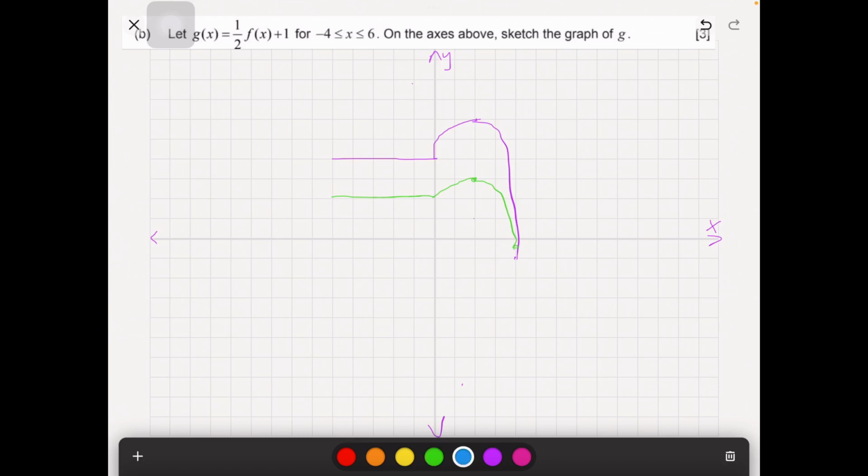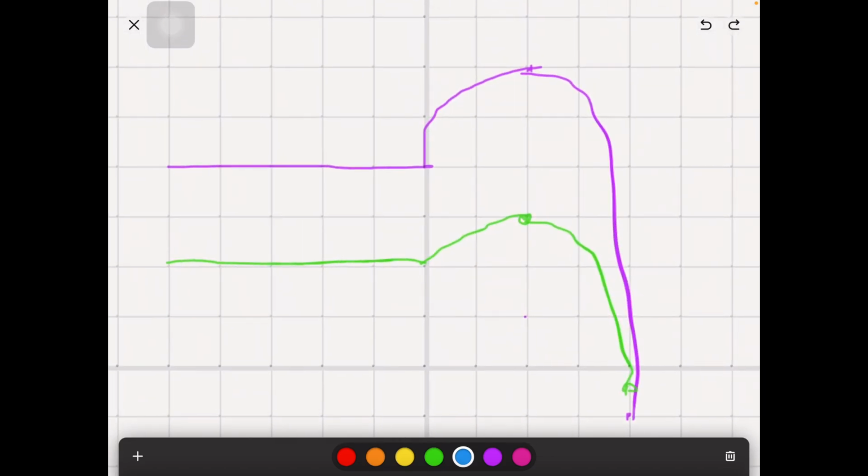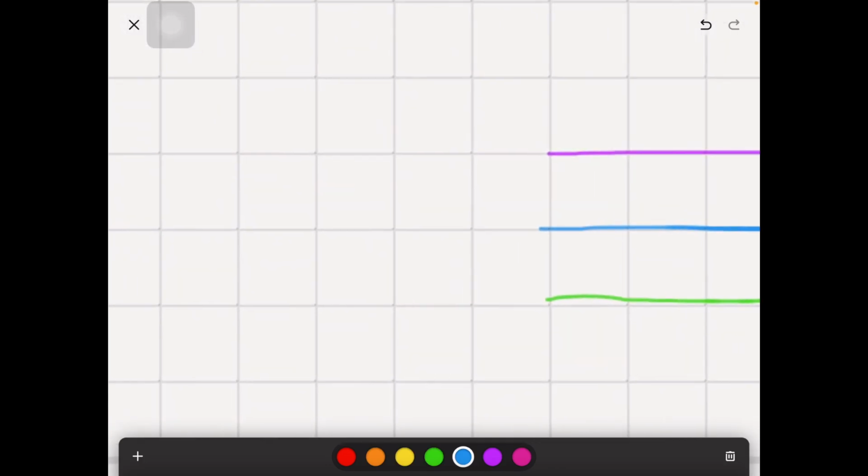Now to draw the final graph, all we need to do is use this +1 right here and shift the graph up by 1 unit. So 2 becomes 3, 3 becomes 4, and finally, negative 1/2 becomes just 1/2. And there you have it. The blue graph is the transformed version, g of x.